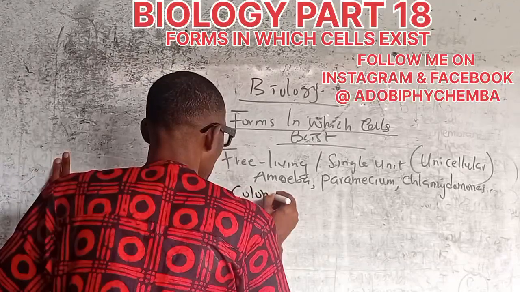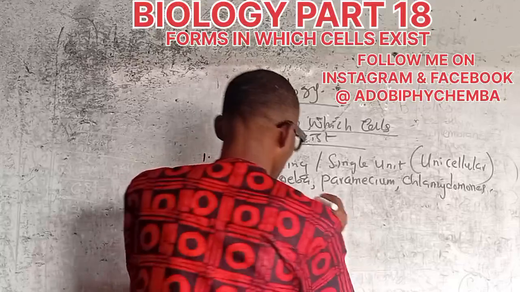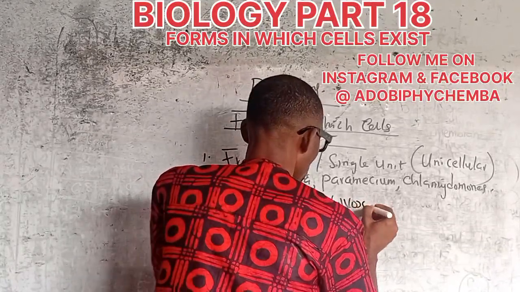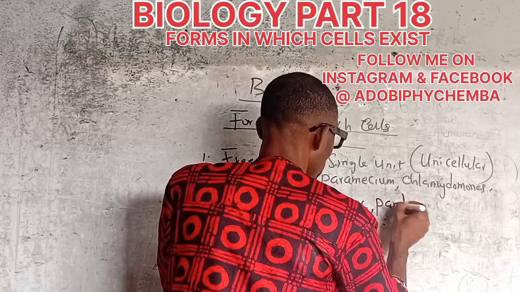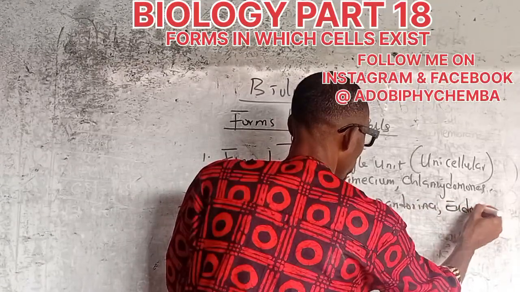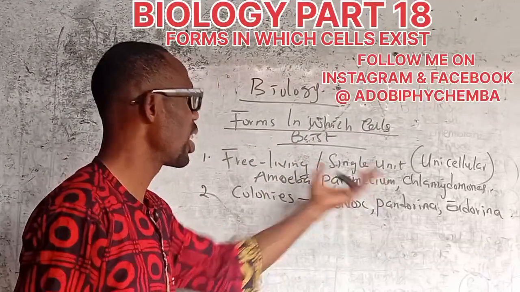Number two, I also told you that organisms can exist as colonies. An example of this organism include Volvox, Pandorina, and also Eudorina.